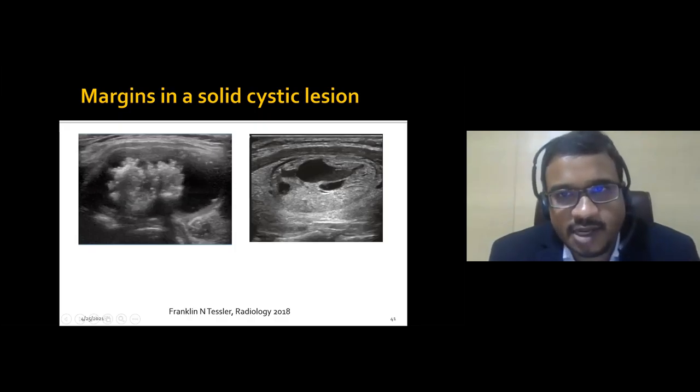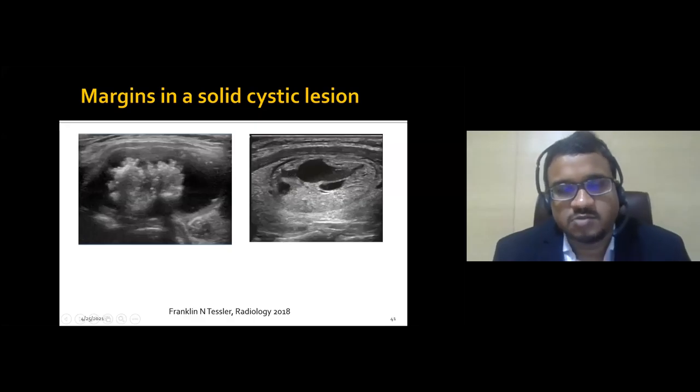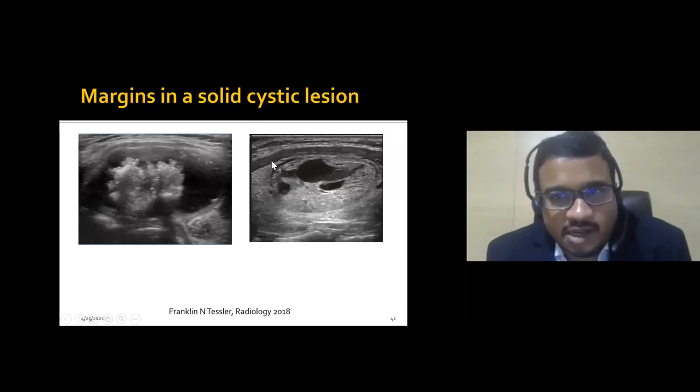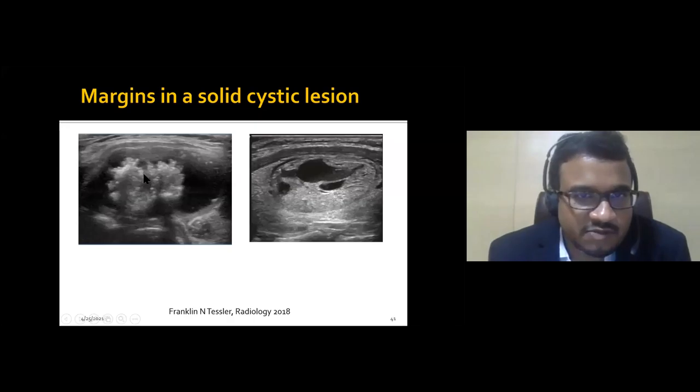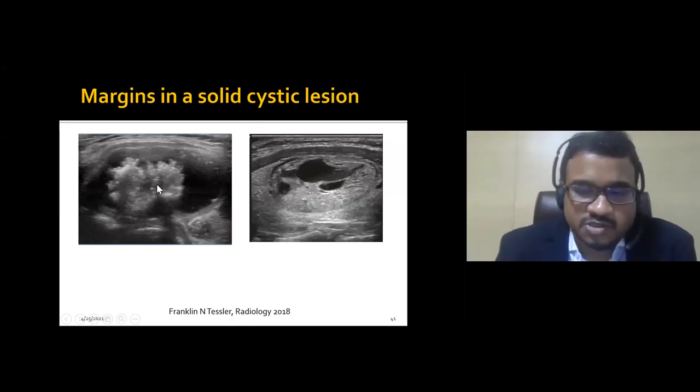Comparing this with a benign colloid nodule on the right, here the margins are more even, they are broad-based, and the angle of contact definitely is more than 90 degrees. So this is a benign colloid nodule, whereas this on the left side is suspicious and it's a papillary thyroid carcinoma.